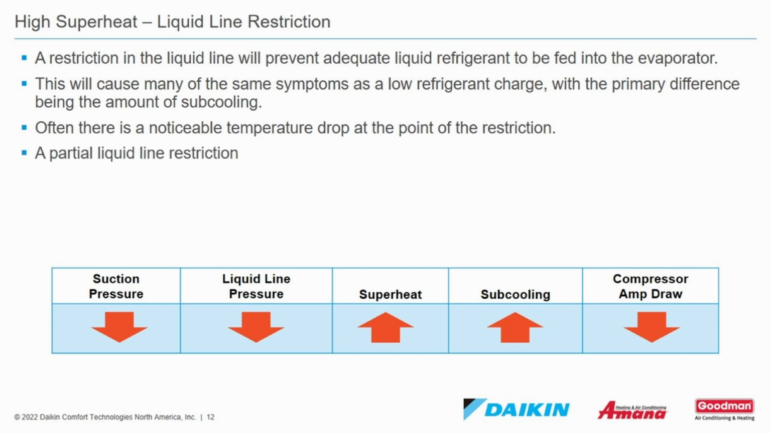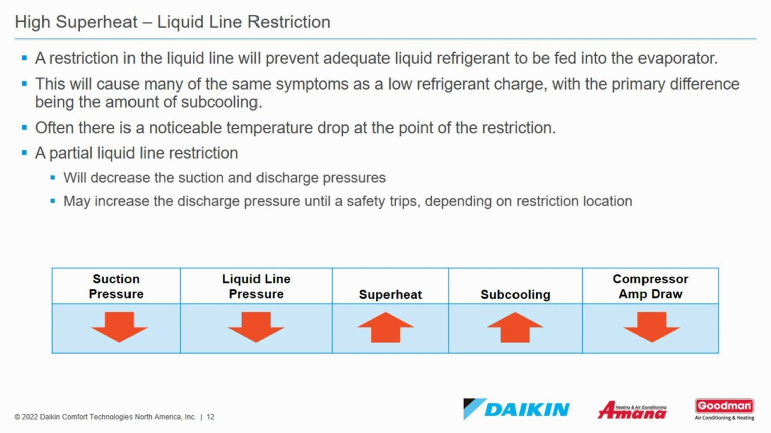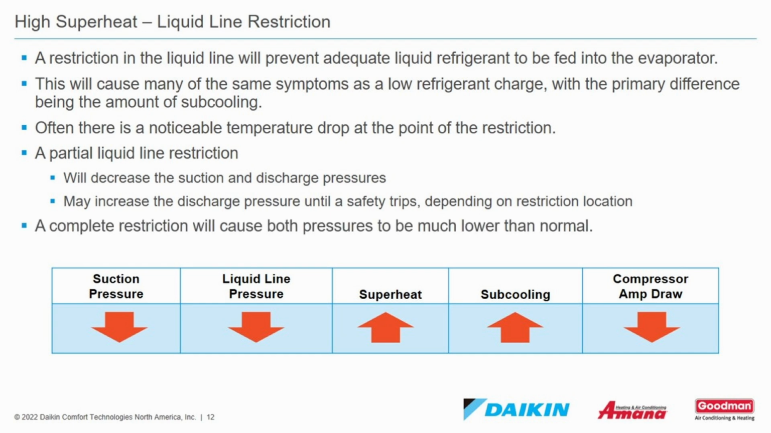A partial liquid line restriction will decrease the suction and discharge pressures, or may increase the discharge pressure until a safety trips, depending on the restriction location. A complete restriction or blockage will cause both pressures to be much lower than normal.